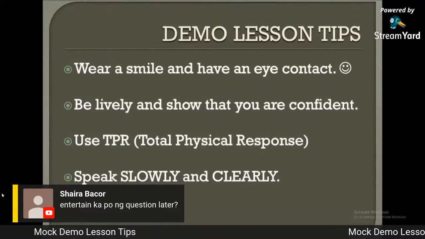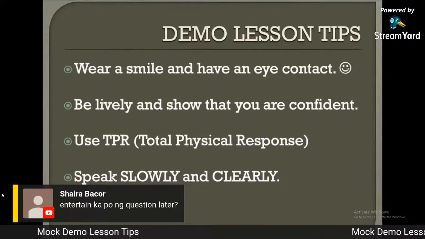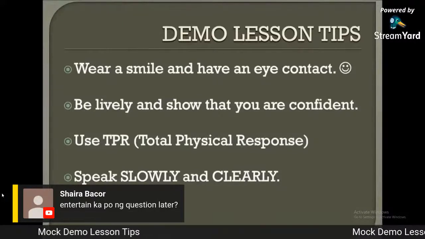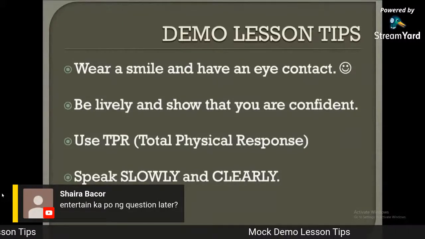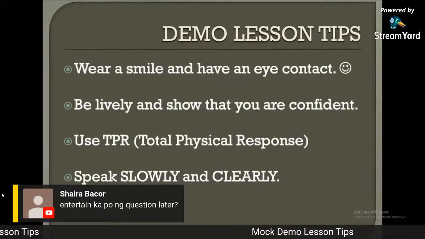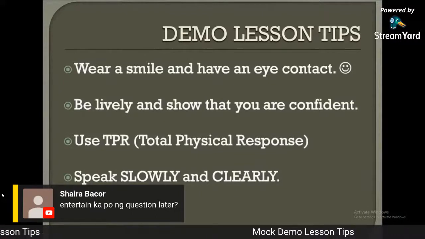These are the very basic demo lesson tips, but they're the most important. Number one, wear a smile and have eye contact. Always have good vibes and a pleasant smile whenever you enter the lesson page or conduct a lesson with your student. It creates a friendly, good-vibes atmosphere.